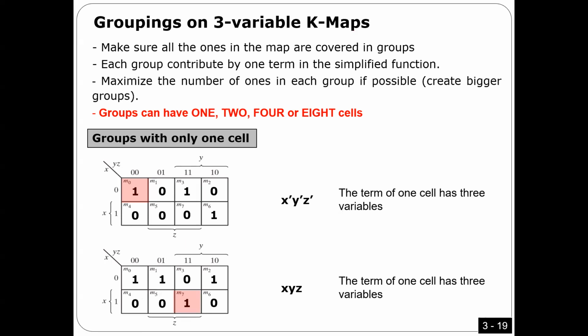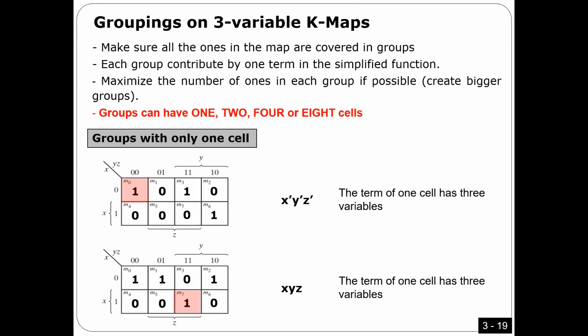This is number one. Number two, you have to minimize the number of groups because every group is going to be one term in the function. I want to minimize the number of terms. Number three, I want to maximize the size of the groups because by maximizing the size of a group, you are going to reduce the size of terms, as you will see right now. If your group has only one square, in case of 3 variables it should have 3 terms. In case of 4 variables, it should be 4 terms. In case of 2 variables, it should be 2 terms.